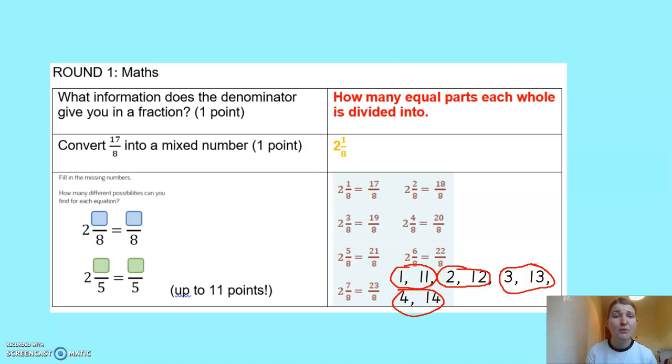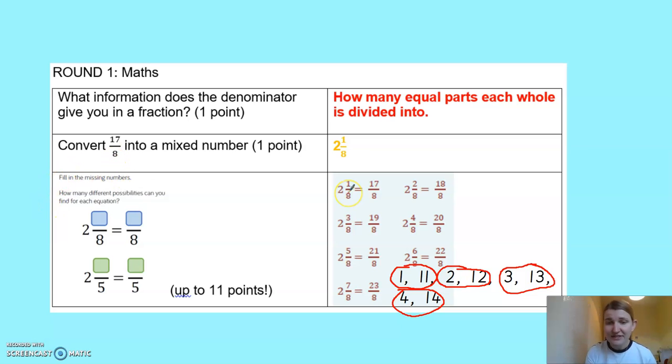Okay, so question number one, what information does the denominator give you in a fraction? Essentially, the denominator is just how many equal parts the whole is divided into. So if you've said something about how many equal parts there are, then you get the point for that. It's not how many parts you have, though. Remember, that's the numerator. So if you've got anything like that, that's worth a point.